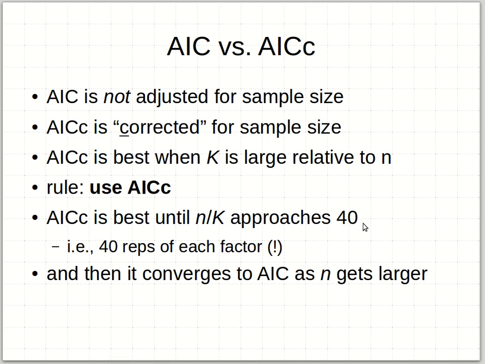And when you get up to that number, you might as well just continue to use AICC because it becomes the same value as the plain AIC. Okay? So that's why I say this rule should be really simple. Just use AICC and you're good to go.